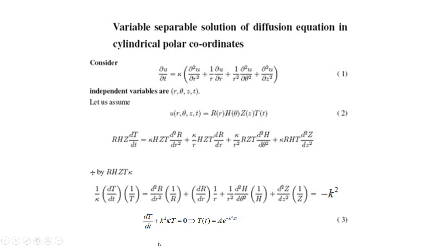you will be getting an equation of the form dT/dt plus k square kappa T is equal to 0, which is essentially a first order ordinary differential equation, and the solution is T of t is equal to A e to the power minus k square kappa t. Call this equation 3.